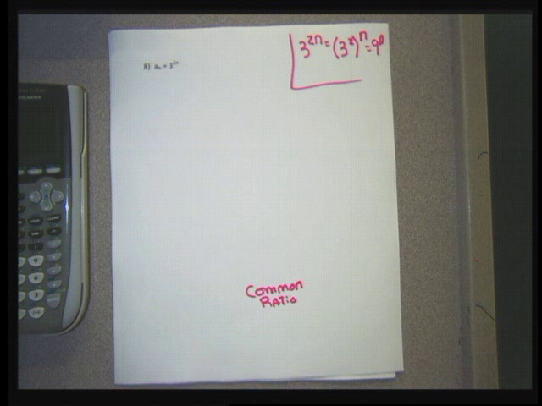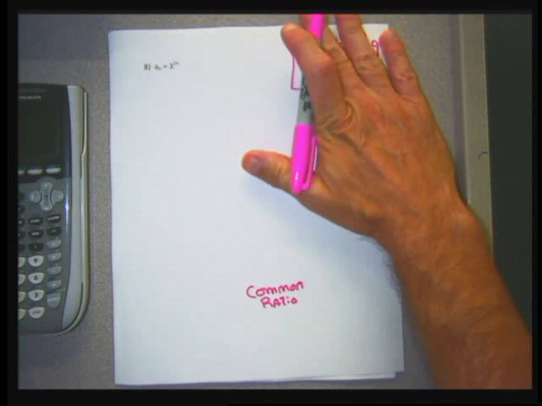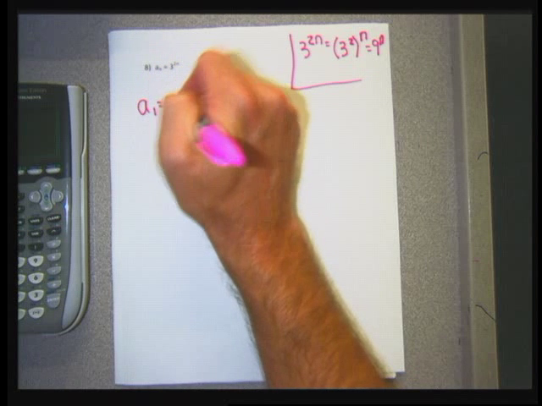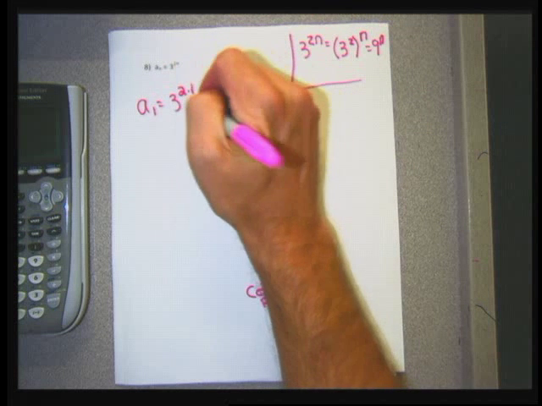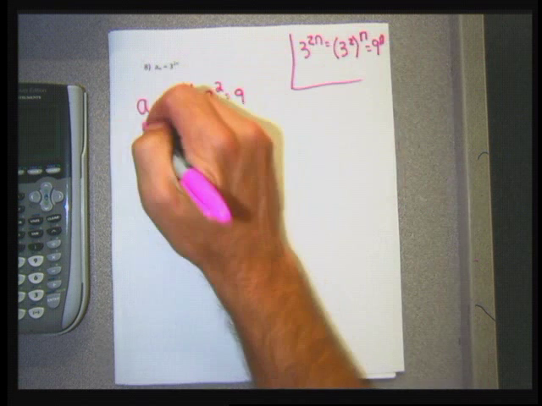We can figure out the common ratio by just looking at the terms as they come out. Let me pretend I didn't know the common ratio is going to be 9 and show you how to get it. So a sub 1 is going to be 3 times 2 to the first power, putting 1 in for the n's. That's going to be 3 squared, which is 9.